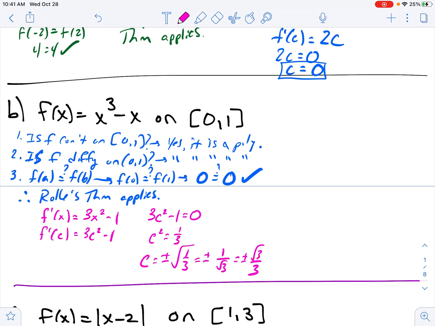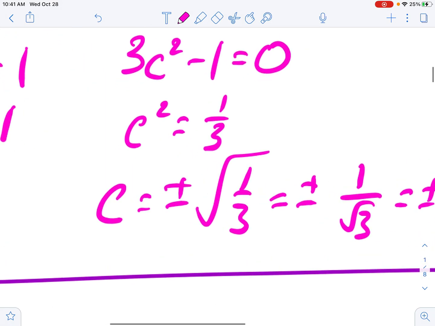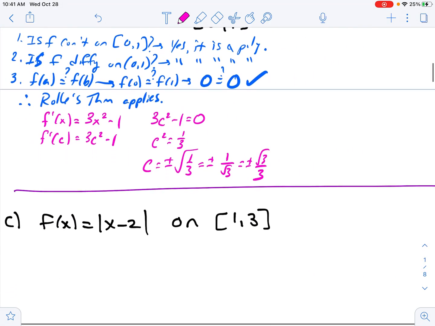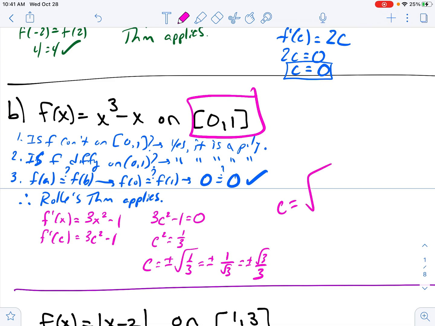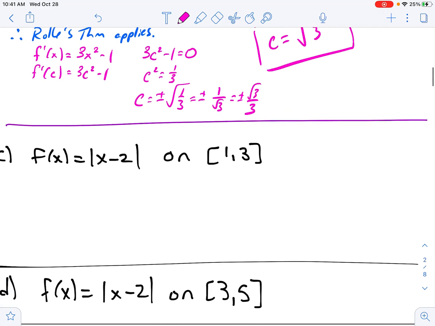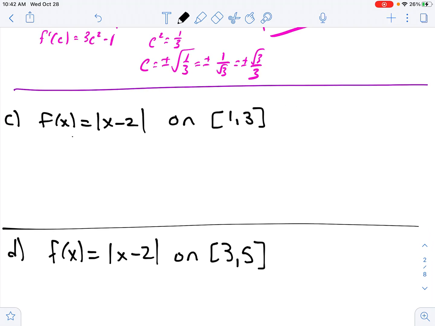But be careful. Technically, only one of these is going to be in our solution. We took the square root, so we write plus or minus the square root of 1/3. But given the interval we're working on, we're only going to accept the positive version here. That came back somewhere on the original interval, and at that value, the slope is 0. There we go. Let's take a look at a couple of absolute value functions. Actually, it's the same absolute value function on two different intervals. So part C, we have absolute value of x minus 2 on the interval 1, 3. Let's take a look at that.